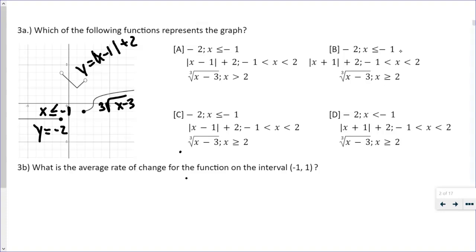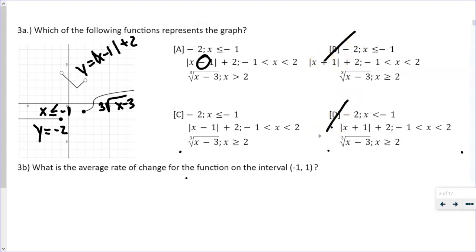Okay. Now, the trick here for absolute value is that we have one that says x minus 1 and one that says x plus 1. Now, again, I already figured out that this was x minus 1 because our function has shifted to the right from the origin. So remember, when a function shifts to the right, we're going to subtract 1. It's going to be the opposite, okay? So that tells me that B could not be true. Neither could D, okay?